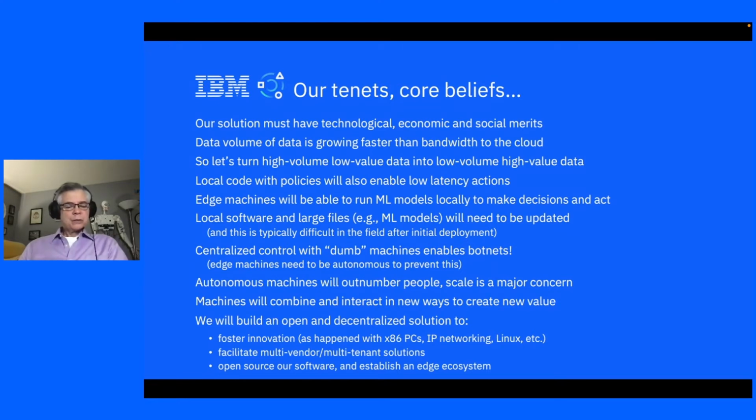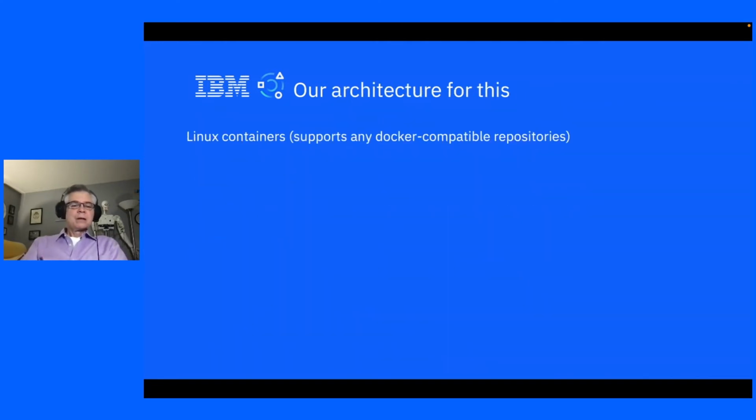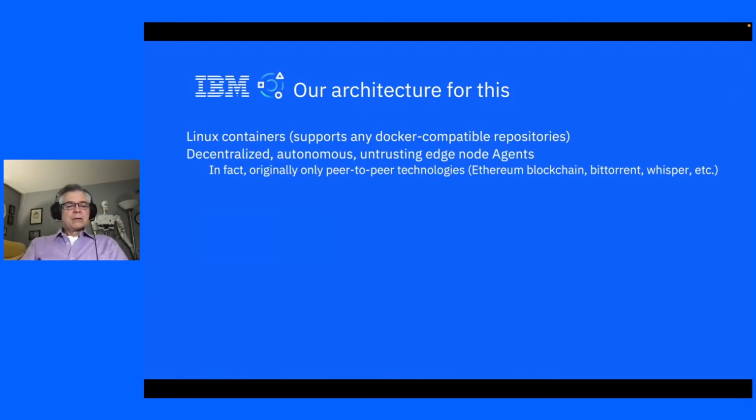So our decision was to build an open and decentralized solution to foster innovation, which is, of course, what happened with x86 PCs, with IP networking, with Linux itself, and to facilitate multi-vendor, multi-tenant solutions. And we'll open source our software and establish an edge ecosystem. So this is what our architecture for this looks like. We use Linux containers, and we support any Docker-compatible repositories. It's decentralized with autonomous, untrusting edge node agents.